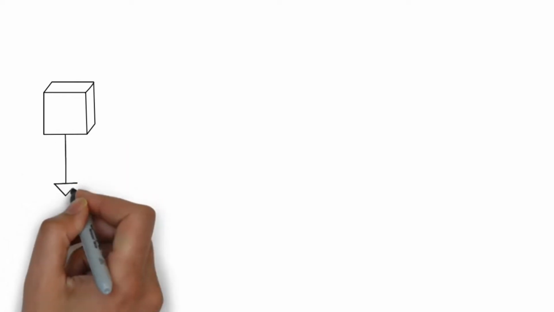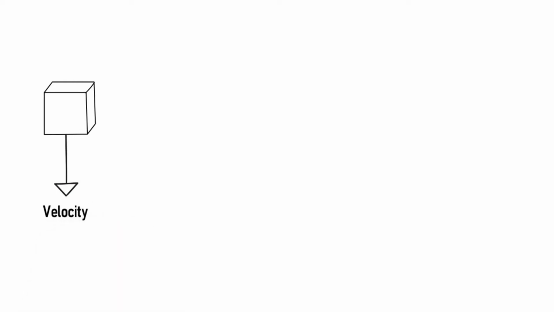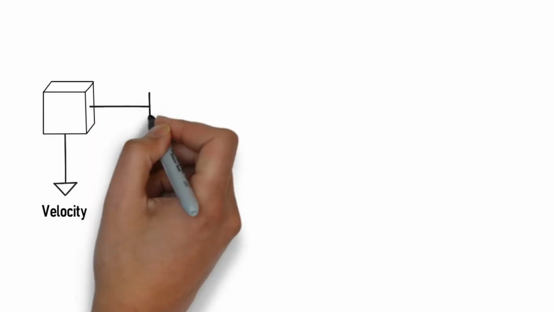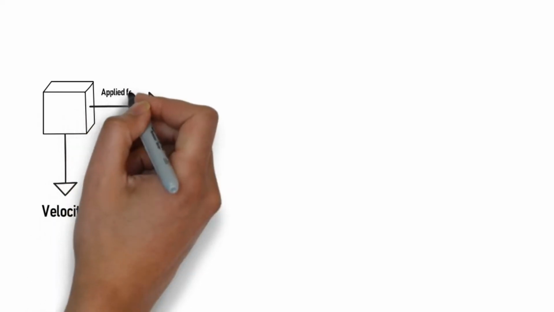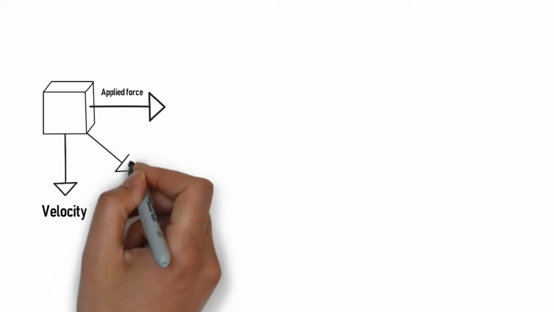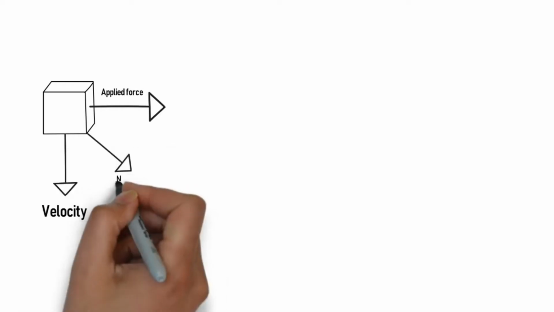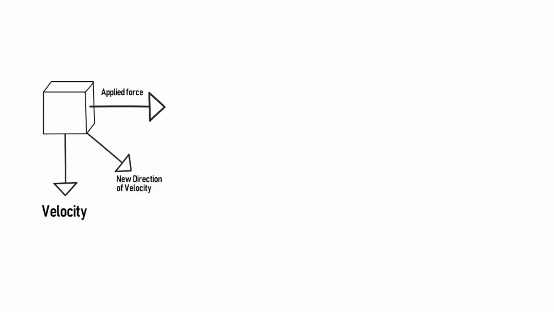Now let's take a moving body which is moving in this direction. So this is the direction of velocity. Now on this body we have applied some force in this direction. So name it as applied force. Due to the combination of these two, the box will move in a new direction, or we can say that this is the new direction of velocity of that box.